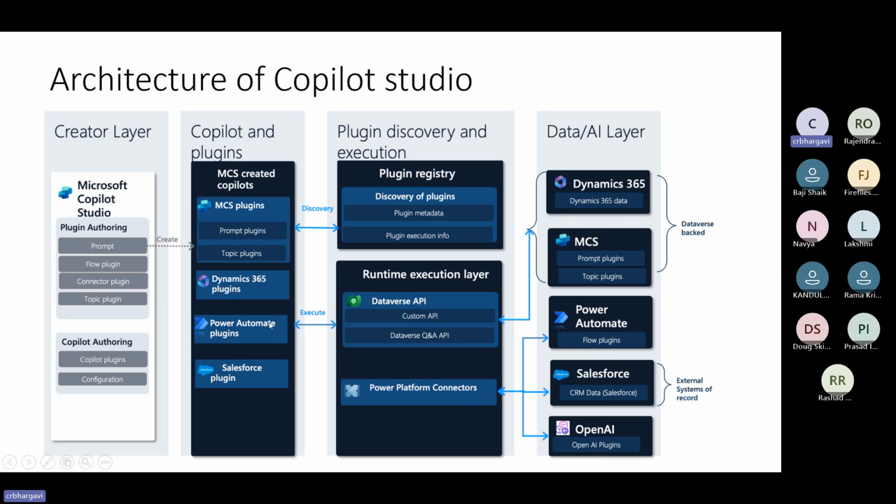And then when the result is given, it goes back to Copilot Studio, the outer layer that we see over there, like topics, connectors, and the different kinds of flows that we have. So this is the overall architecture of Copilot Studio.